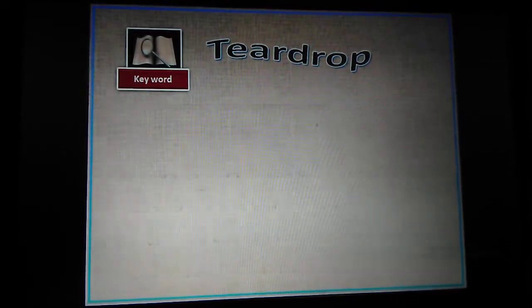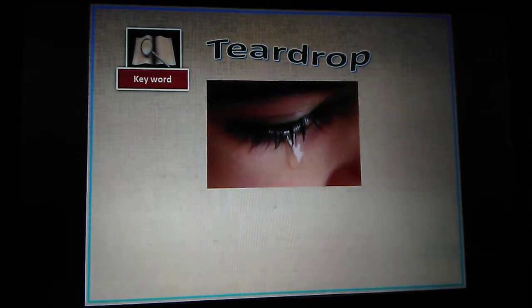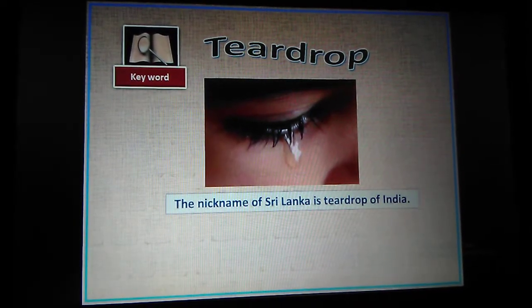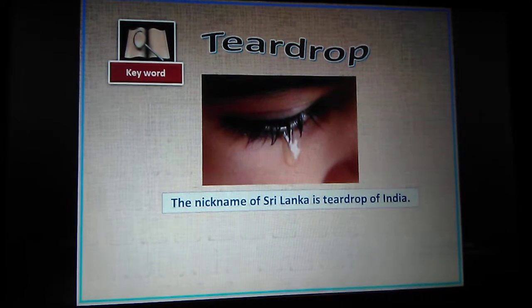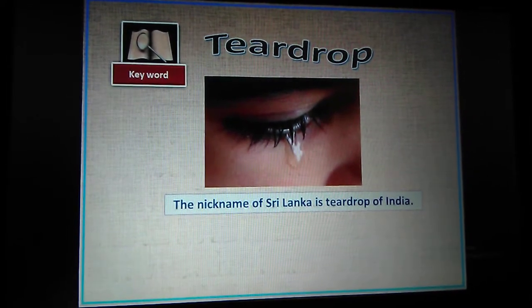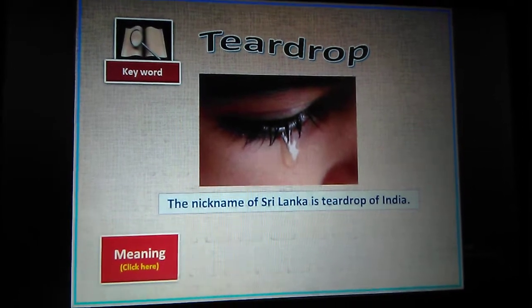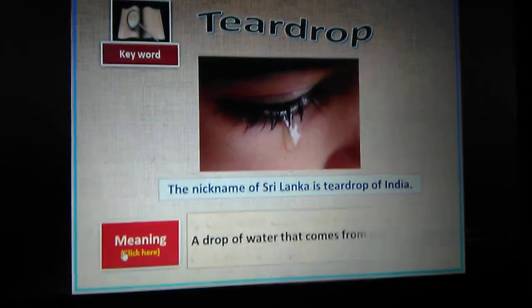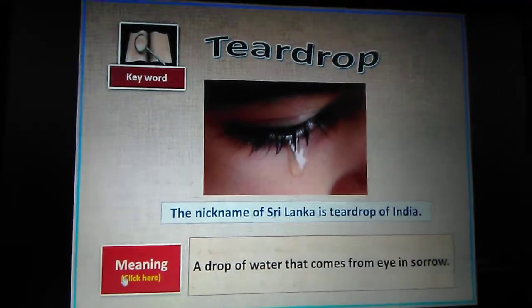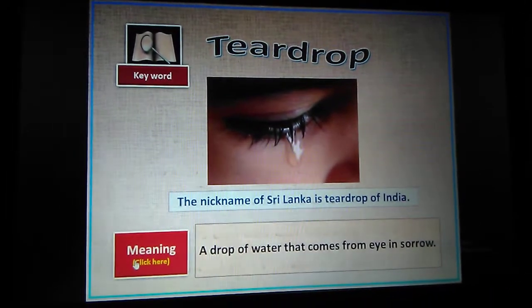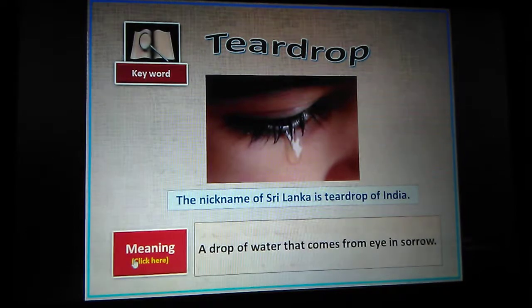Now we'll discuss some keywords. First one is teardrop. The nickname of Sri Lanka is teardrop of India. We use the word teardrop in a sentence. Now go for the meaning. A drop of water that comes from the eye in sorrow. When you cry, there is a drop of water in your eye. This is called a teardrop.